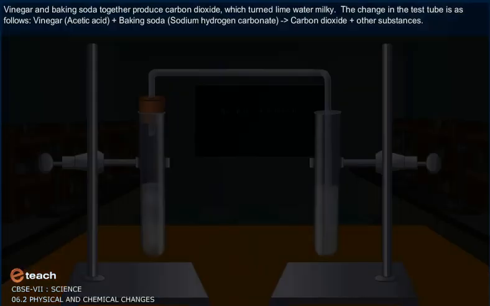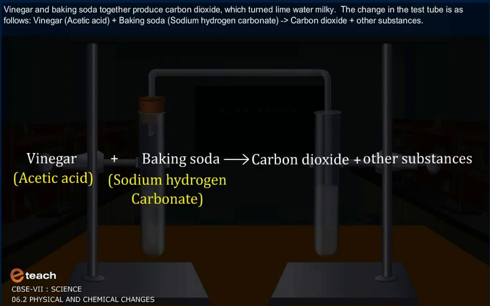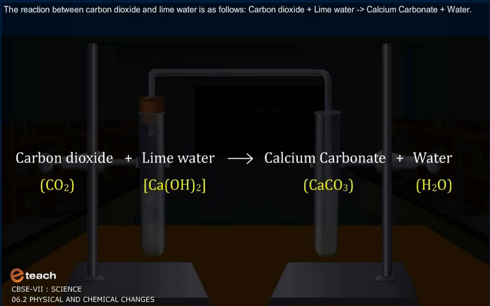The change in the test tube is as follows. Vinegar, acetic acid, plus baking soda, sodium hydrogen carbonate, gives carbon dioxide plus other substances. The reaction between carbon dioxide and lime water is as follows. Carbon dioxide, CO2, plus lime water, Ca(OH)2, gives calcium carbonate, CaCO3, plus water, H2O.